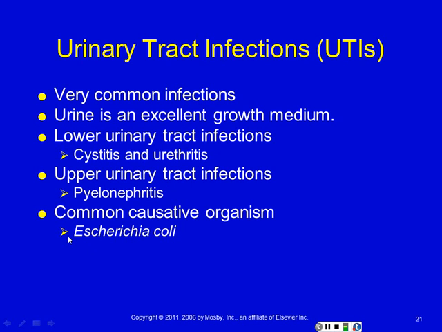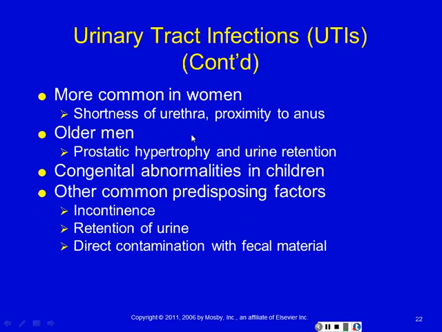The most common causative organism of all UTIs is E. coli. So E. coli is part of our gut flora, so it lives in our large intestine. And because of the proximity of the anus to the urethra, it is the most common causative organism. So just remember that one. UTIs are hugely more common in women than men. The theory is that a woman's urethra is much shorter, and it's short and straight, so it's much easier for bacteria to make entry into the bladder, and it's more proximal to the anus.